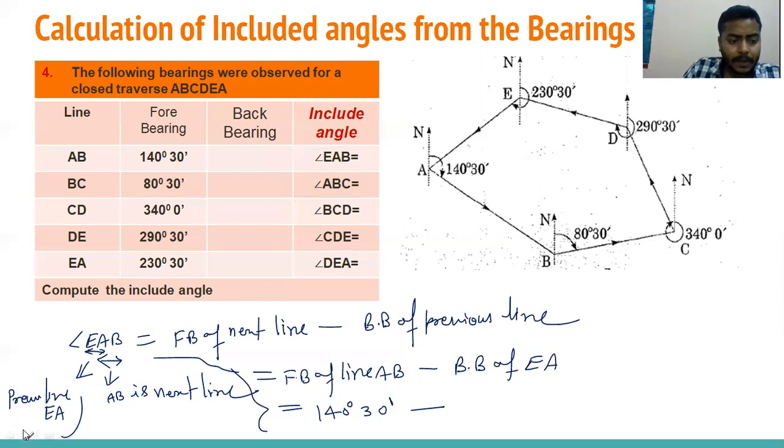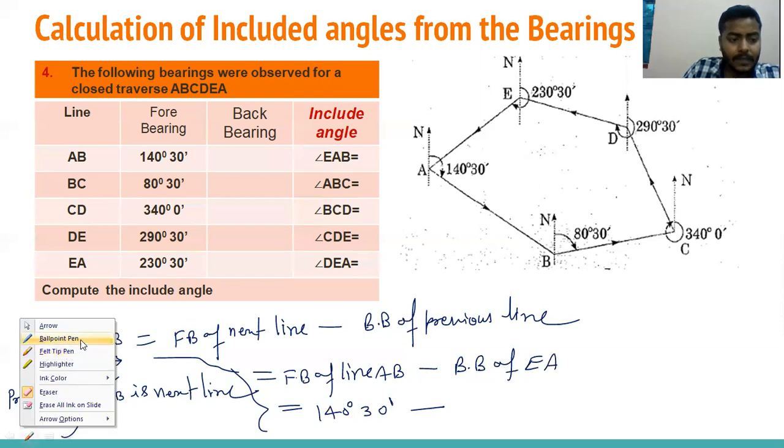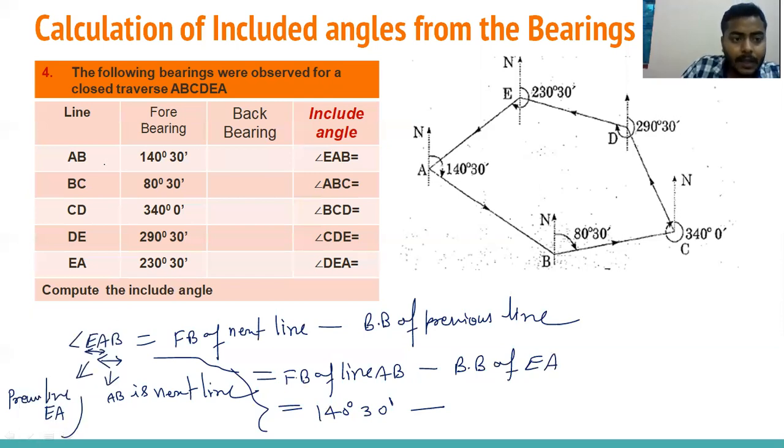Let me calculate the back bearing of all the lines. Then it would be easy. See, for AB, the forebearing is less than 180 degrees, so the back bearing is this angle plus 180 degrees. What will come? It will come 320 degrees 30 minutes.